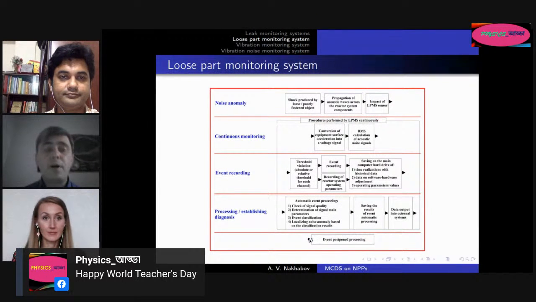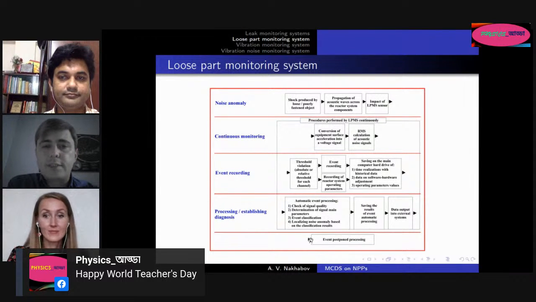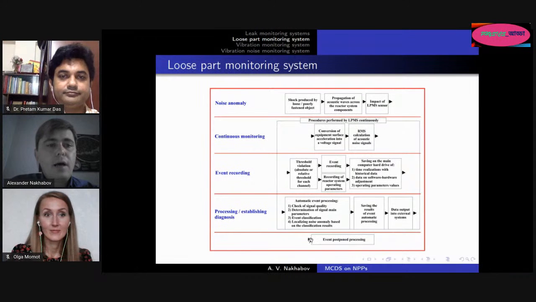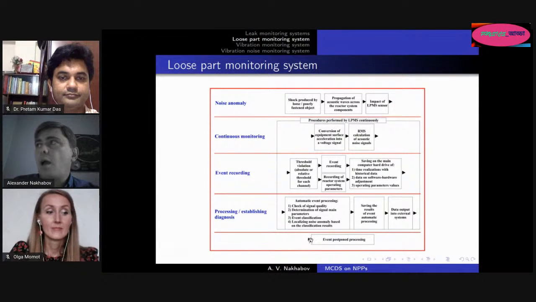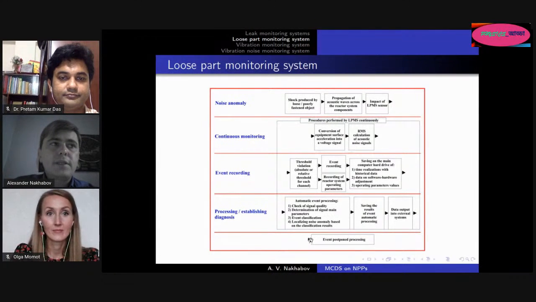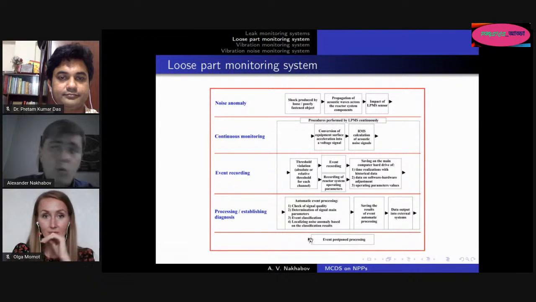Okay, that's all about leak monitoring systems. The next very important diagnostic system on a nuclear power plant is the loose part monitoring system. What does loose part mean? Actually, we mean loose or free parts inside the reactor installation. Free means without fixing: some object inside pipelines or equipment, inside the main circulation pump, steam generator or reactor vessel.